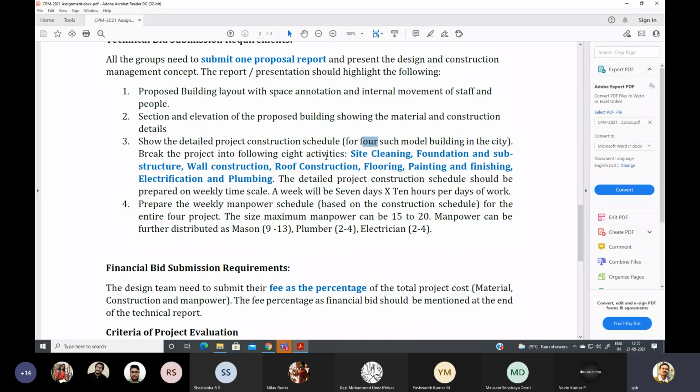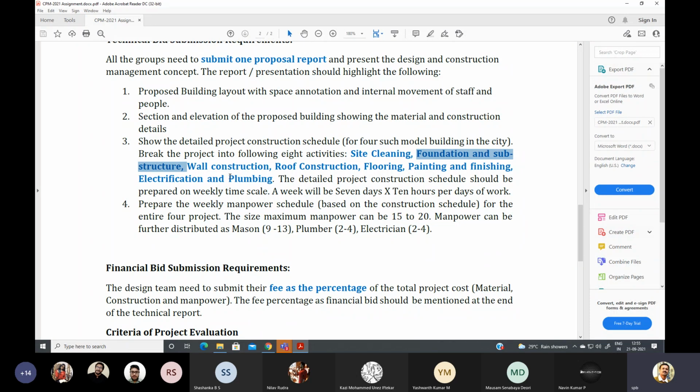Break the project into 8 activities. Every project has to have 8 activities. What are the 8 activities? Site cleaning. It will take some days, some labor. Foundation and substructure. Wall construction. Roof construction. Flooring. Painting and finishing. Electrification and plumbing. There are toilets, so plumbing is required. Electrification is required. There are painting, finishing, flooring.